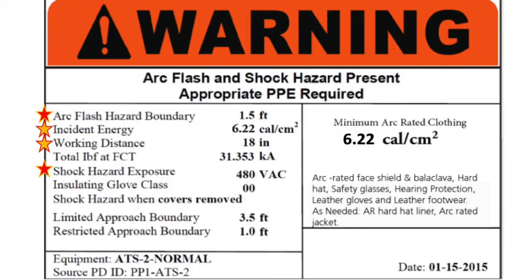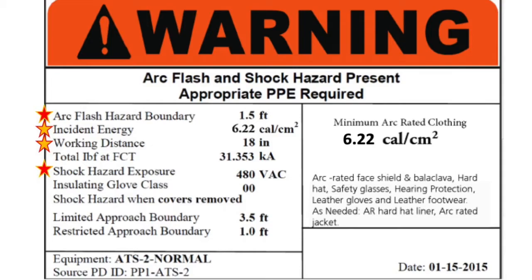Everything else is highly valuable information, especially if you're an electrician. If we look below the 480 volt VAC, you're going to see the insulated glove class that says that a 00 glove class will be acceptable for this voltage. It also provides a limited approach boundary and a restricted approach boundary. Off to the right-hand side, we see the minimum arc rated clothing, and there it'll give you the calories required along with all the specifics. It's going to say that you also need the arc flash face shield, the balaclava, hard hat, safety glasses, shoes, and so on. So all the details will be there.